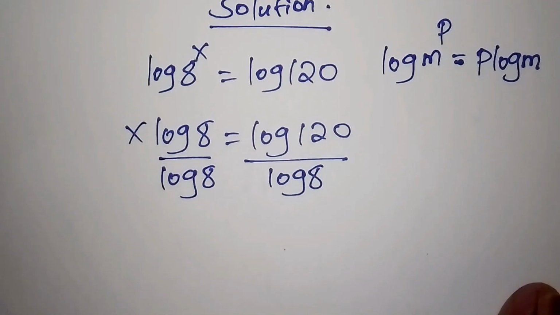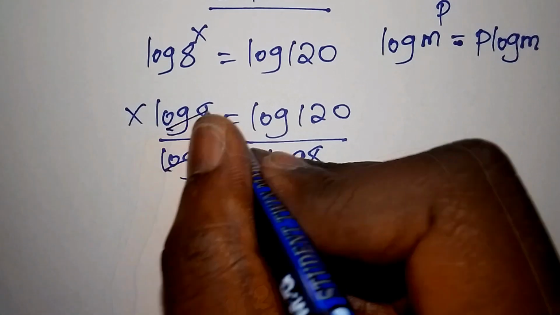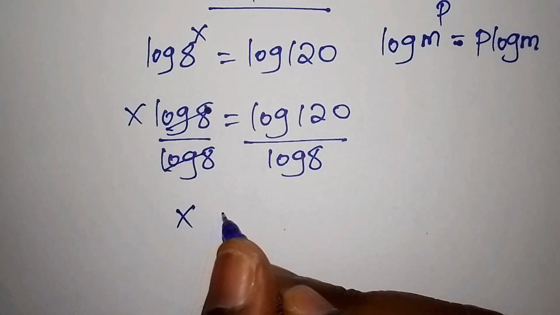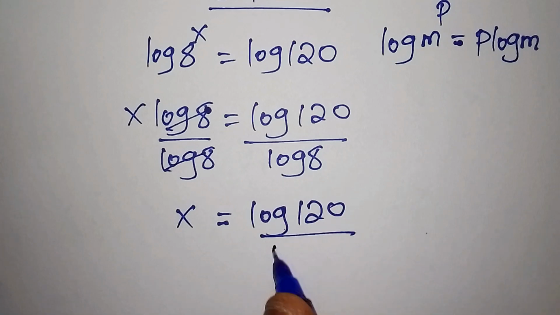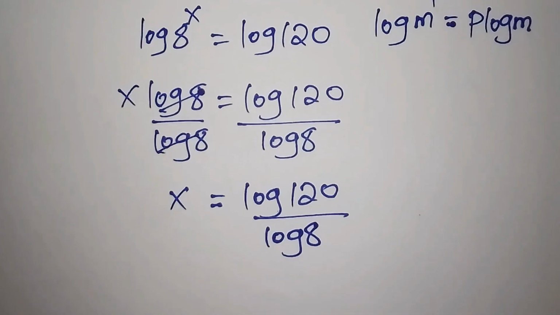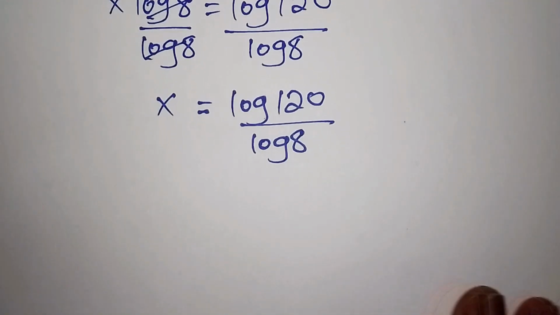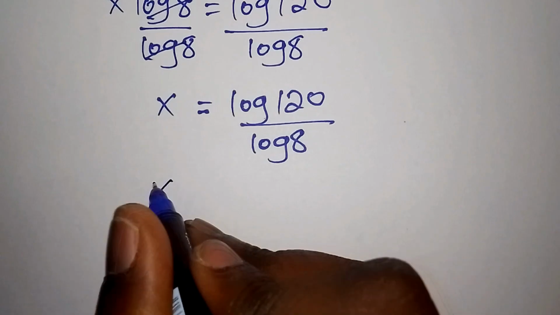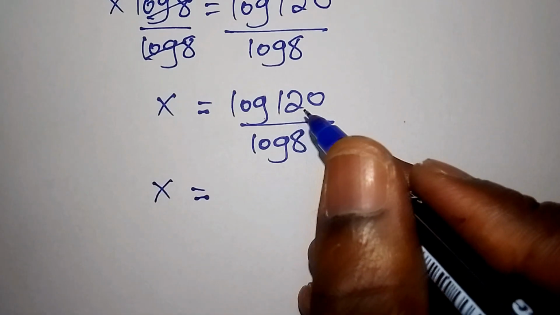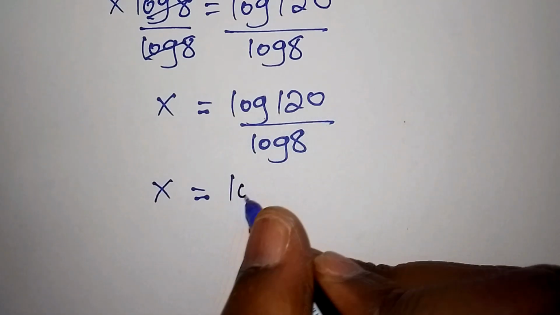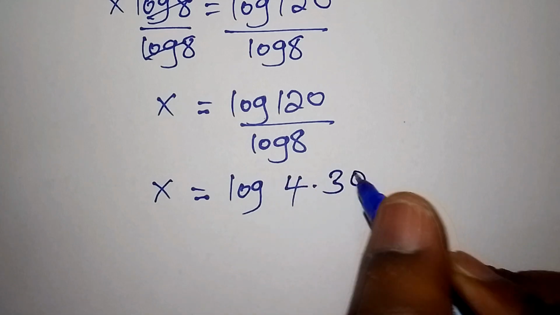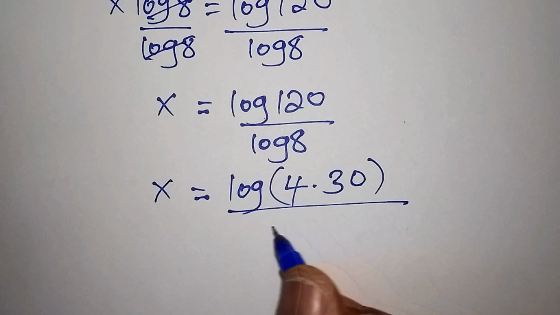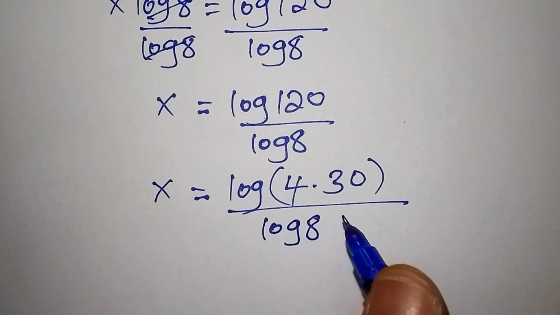So let's now cancel it out. Log 8 and log 8 shall cancel, so that the value for x is equal to the log of 120 all over the log of 8. So let's now do the factorization part, so that we can get our answer into its simplest form. The value for x now shall be equal to, log 120 can be written as the log of 4 multiplied by 30, all over the log of 8.